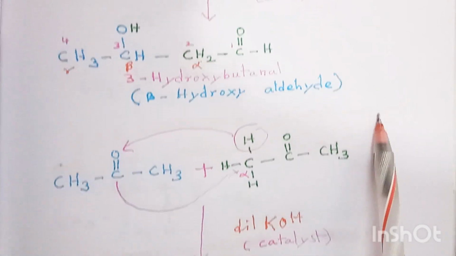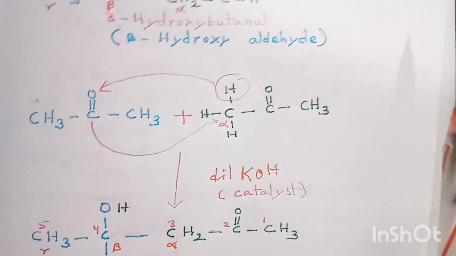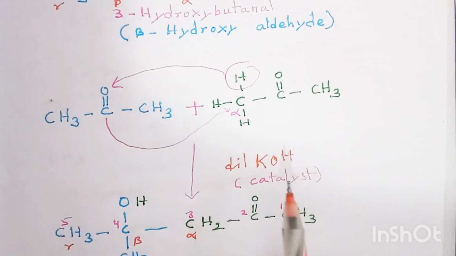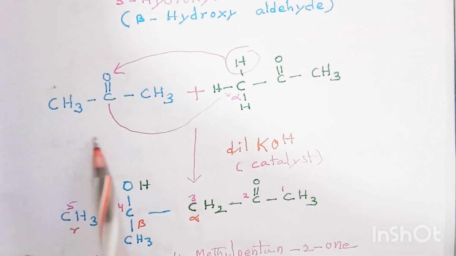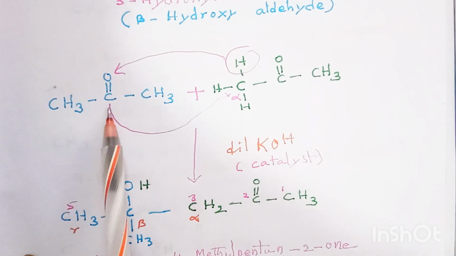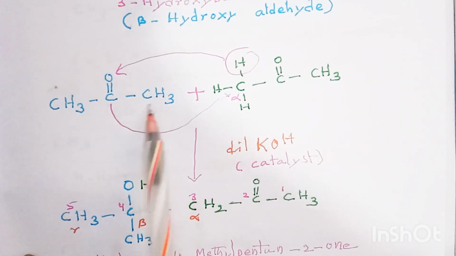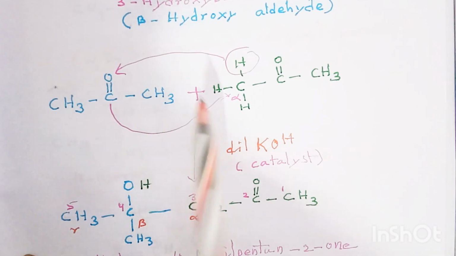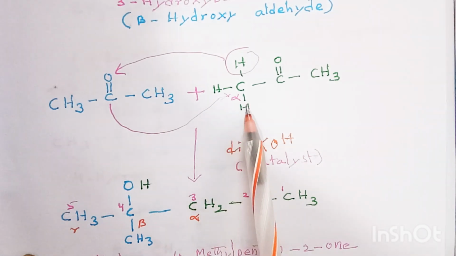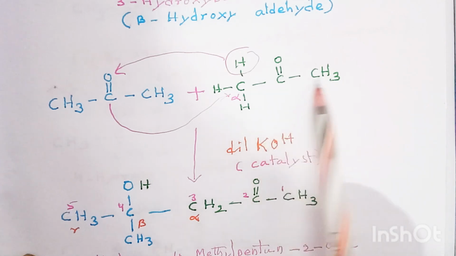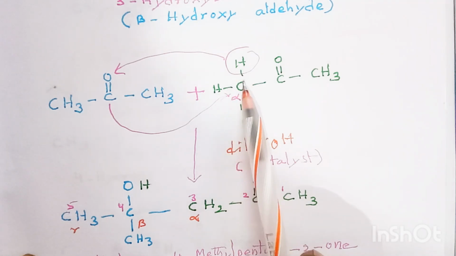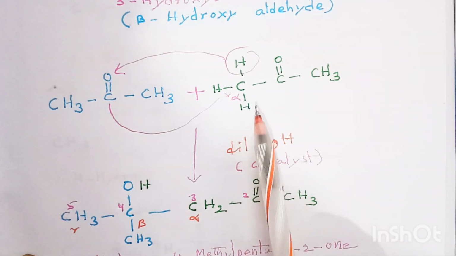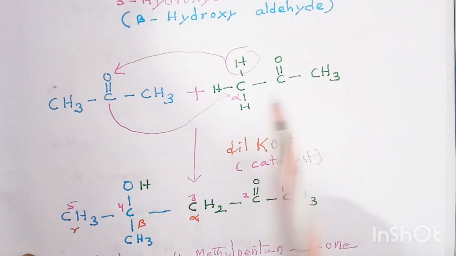Now let us see ketol formation, how ketol formation is written for acetone. The first molecule of acetone is written as CH3 C double bond O CH3. This is written in blue ink. The second molecule is written in green ink so that you will know the difference. This CH3 is written in elaborated form, CHHH C double bond O CH3. This is also acetone.